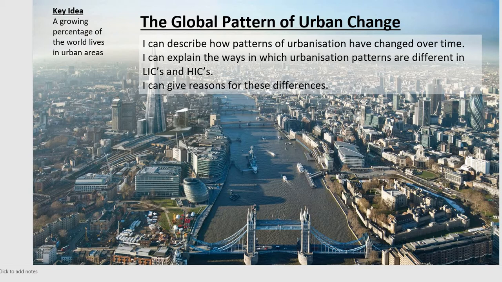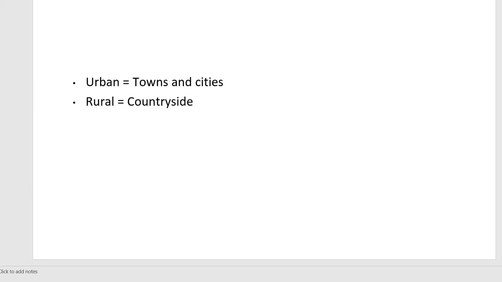Before we get started, we need to make some vocabulary very clear, and that is that the word urban means towns and cities and the word rural means countryside. If you did not know that, then please note that down because it is really important for this lesson.